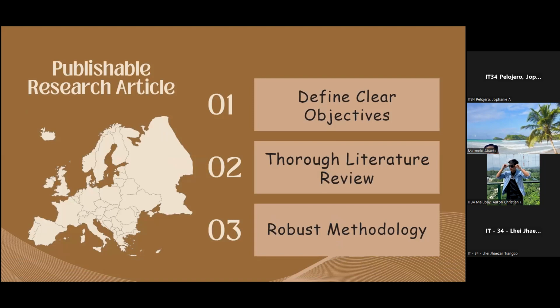In the realm of academic writing, crafting a publishable research article requires a meticulous blend of clarity, methodology, and adherence to publication standards. This process begins with a precise definition of research objectives, followed by an extensive exploration of existing knowledge through a thorough literature review. The foundation is then laid with a robust methodology, ensuring ethical considerations are meticulously addressed.